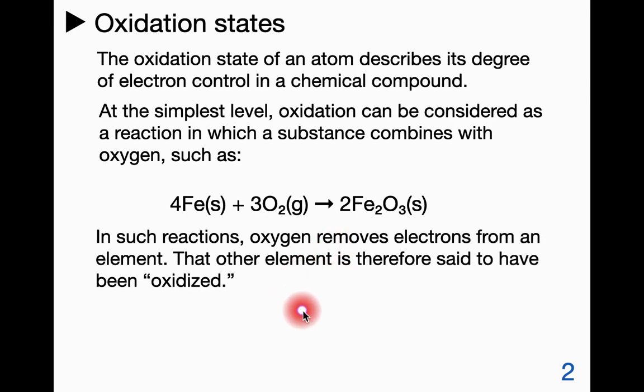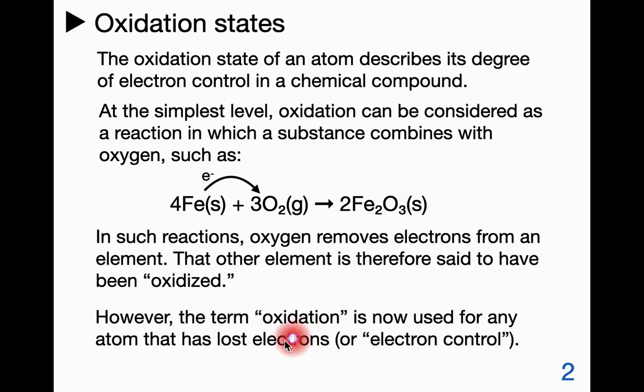In such reactions, oxygen removes electrons from an element. That other element is therefore said to have been oxidized. So in this case, the iron loses electrons. It loses electrons to become a positive ion in the compound. Oxygen gains electrons to become a negative ion in the compound. However, the term oxidation is now used for any atom that has lost electrons or electron control. So the term oxidation kind of stuck, even though it doesn't necessarily mean oxygen.